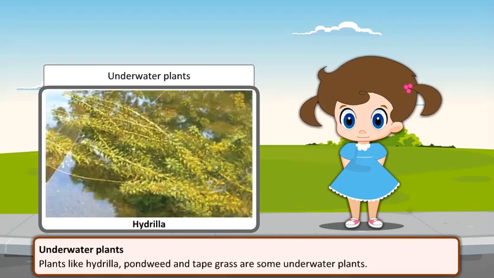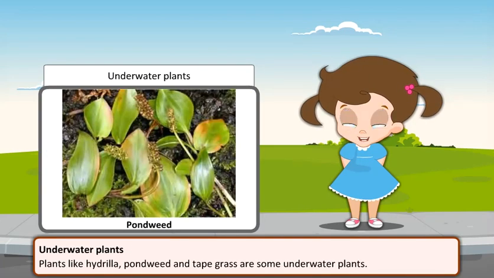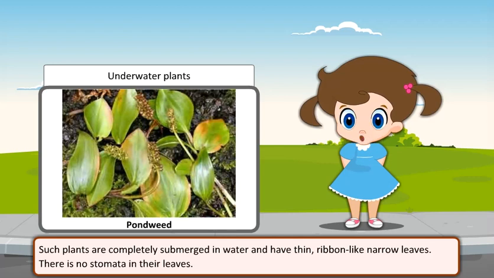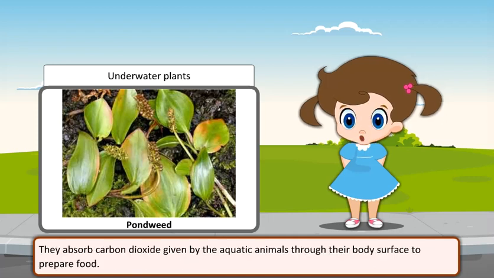Underwater plants. Plants like hydrilla, pondweed and tape grass are some underwater plants. Such plants are completely submerged in water and have thin, ribbon-like narrow leaves. There is no stomata in their leaves. They absorb carbon dioxide given by the aquatic animals through their body surface to prepare food.